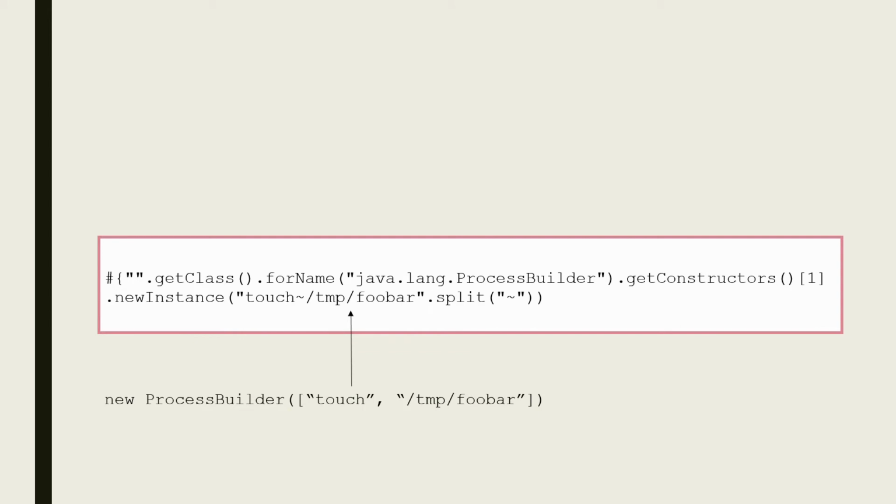And then we need to inject our command, but we need to pass it as a string array instead of just a string. So we use this trick with the split function to transform a string that we give into a string array. So this string array will contain two elements, first one being touch and the second one being temp foobar. And then we only have to call the start function to start execution. And that's the full EL statement to reach remote command execution.